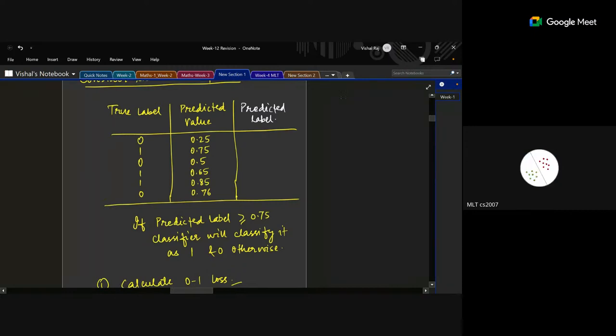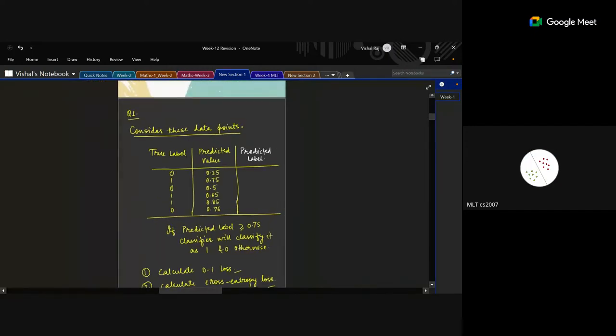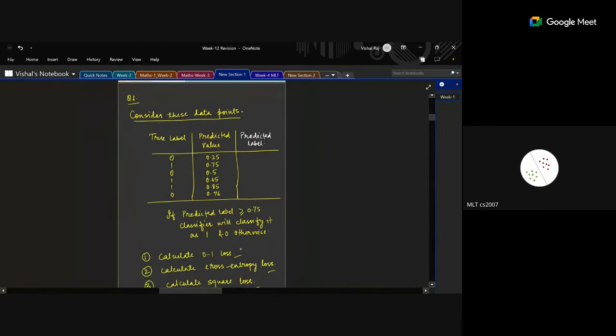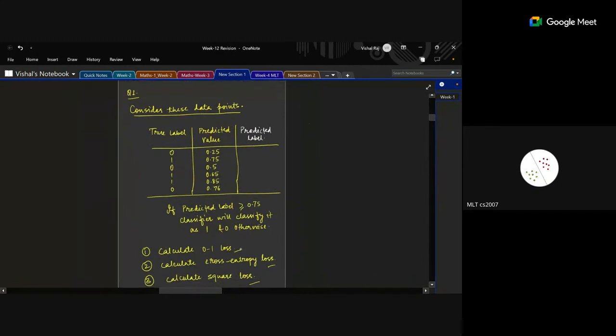Yeah. So now you can see this, right? These are the three questions that you have to calculate. The first one is the 0-1 loss, which is pretty simple. The second one is the cross entropy loss, and the third one is the square loss. Cross entropy formula, you're already aware, right? Cross entropy can be used for this type of data set. What is the formula for calculating the cross entropy loss?